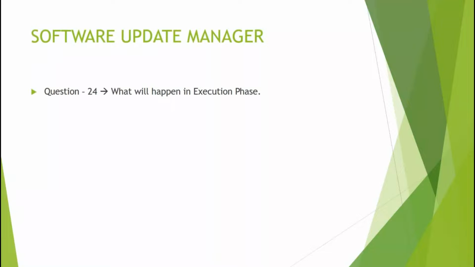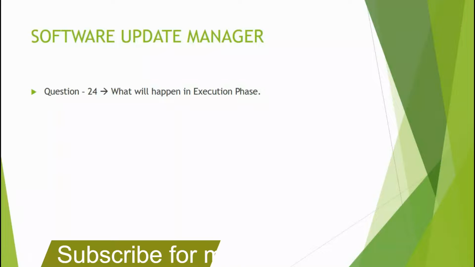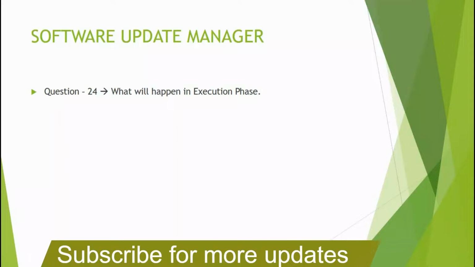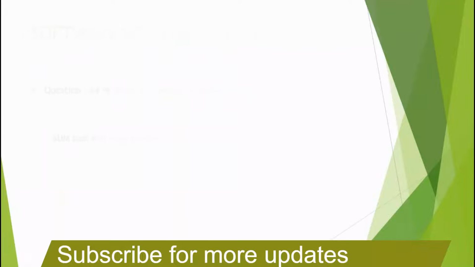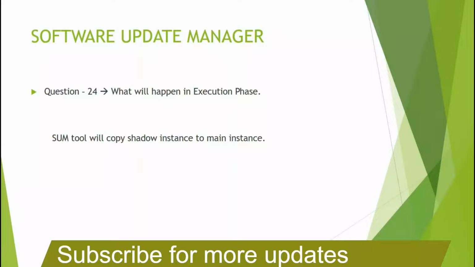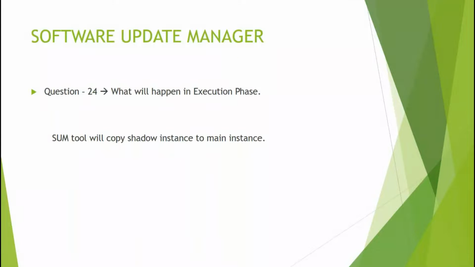Now we'll go next. What will happen in the execution phase? So basically, the execution phase is for the main execution. In the pre-processing phase, your upgrade will be done in your shadow instance, and when you move to the execution phase, the SUM tool will copy your shadow instance to your main instance. So the actual upgrade happens in the execution phase only.